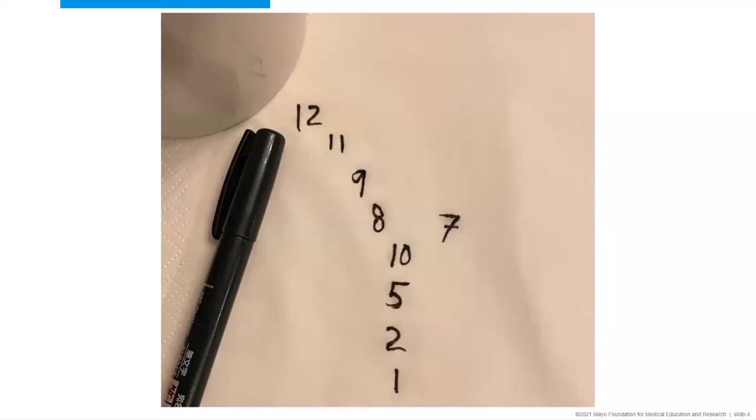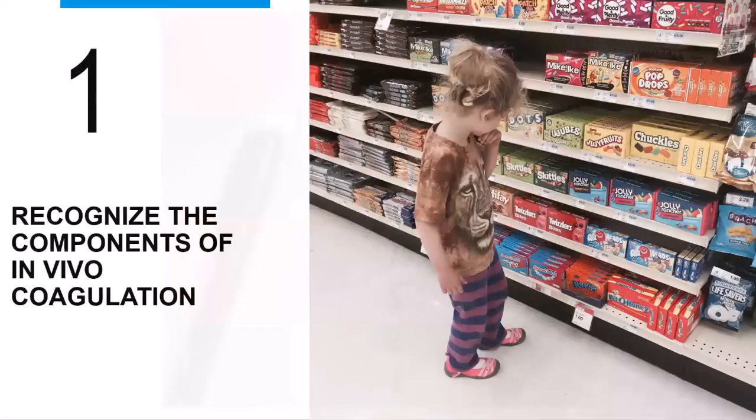I think it's still important that we are aware of the classical cascade because a lot of times we're using the testing that we're doing to inform our decisions for patients. So understanding in vivo and in vitro each has their merits. So, what are the different components of in vivo coagulation?